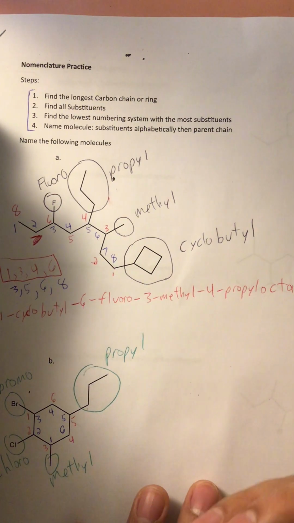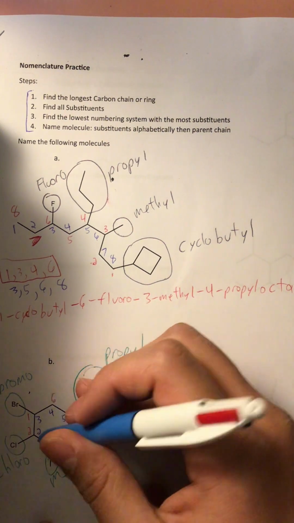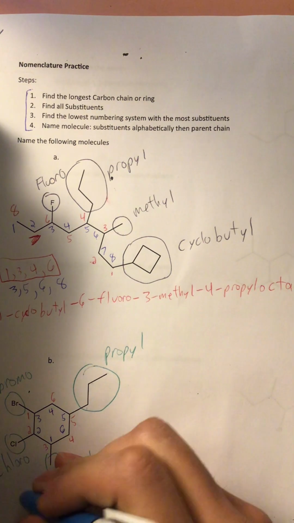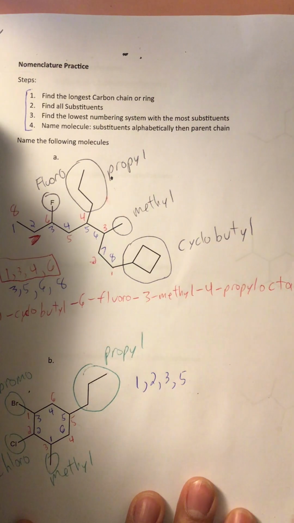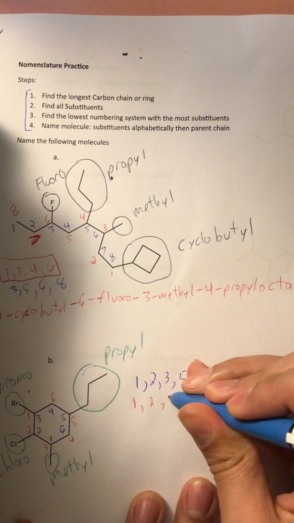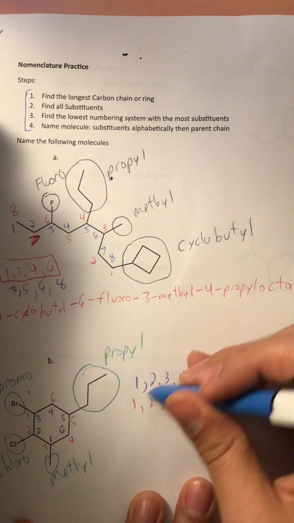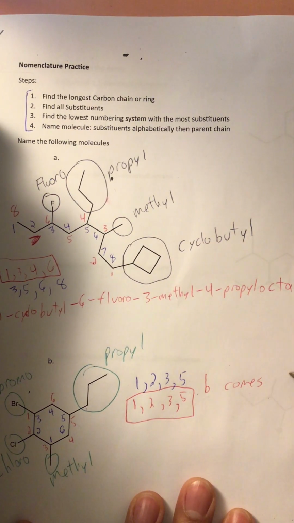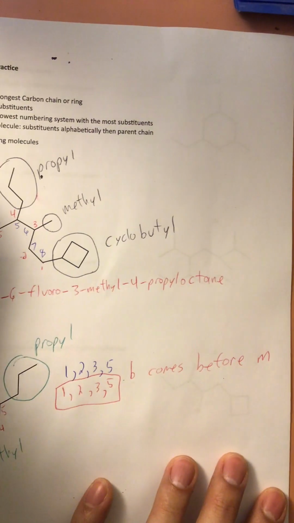Now that I did that, I want to see which one is going to be the correct numbering system. The numbers for blue, which ones are blue? 1, 2, 3, 5, and for red, it's also going to be 1, 2, 3, 5. They're the same number, so now you go alphabetically. So the red one is going to be the correct one because B comes before M. Let that just be in the video for a second.